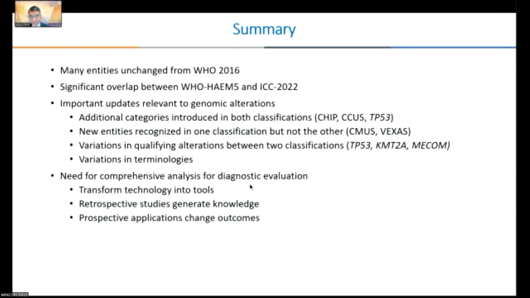What it means for the diagnostic community is that we need to have comprehensive analysis platforms for diagnostic evaluation. That means we need to transform technology into meaningful tools so that we can use that information moving prospectively, because we know that retrospective studies can generate the knowledge. And so we can define all these different entities, but if we really want to move the needle in terms of improving outcomes in these conditions, we have to apply this prospectively in clinical applications so that the outcomes can be changed.